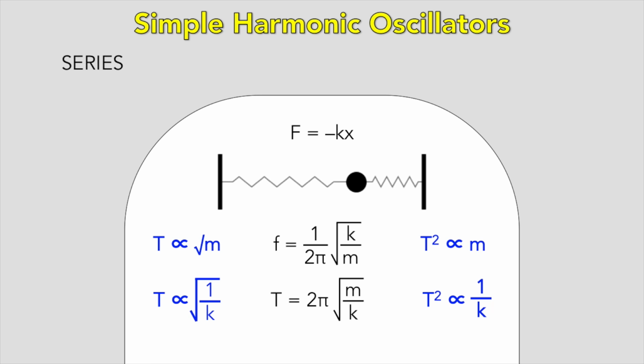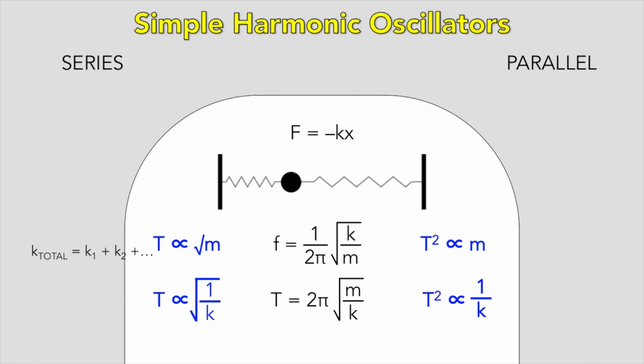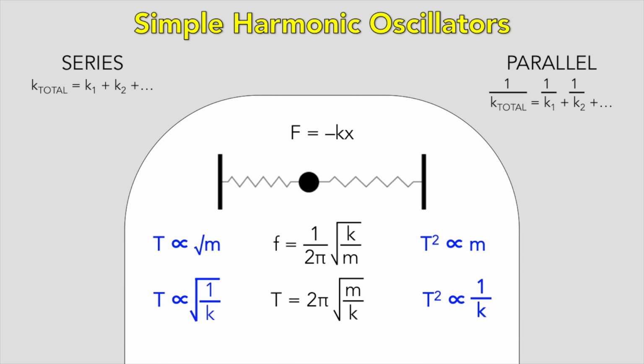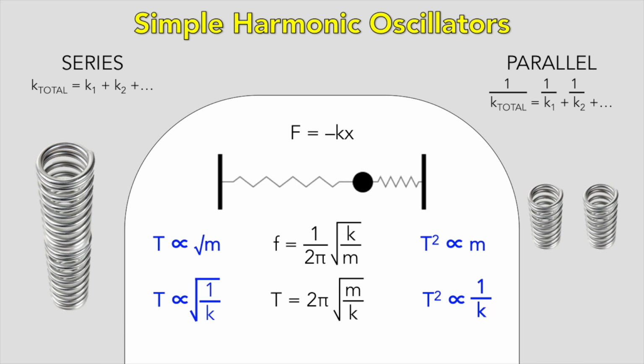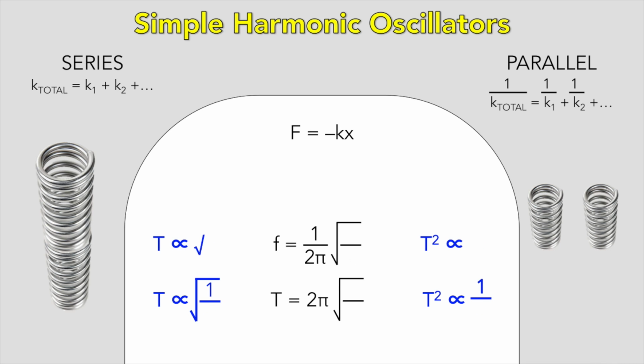And finally, since T doesn't depend on A, a graph comparing the two will just be a horizontal line. Similarly, using a simple pendulum, you can deduce that f equals 1 over 2 pi multiplied by the square root of g over L, or T equals 2 pi multiplied by the square root of L over g, where g is the gravitational field strength and L is the length of the pendulum.